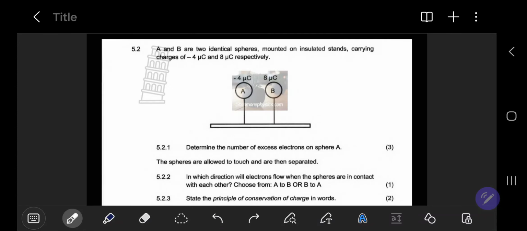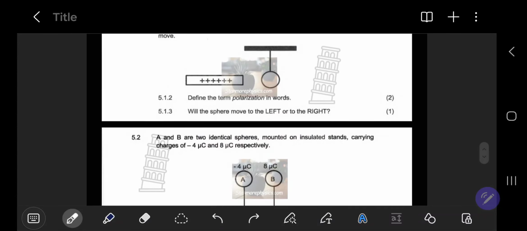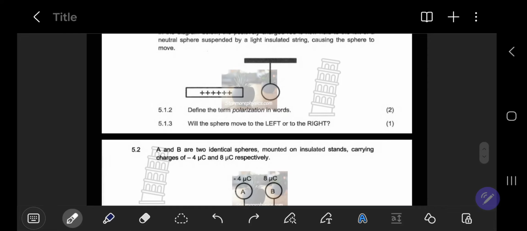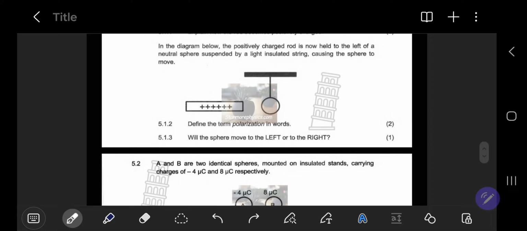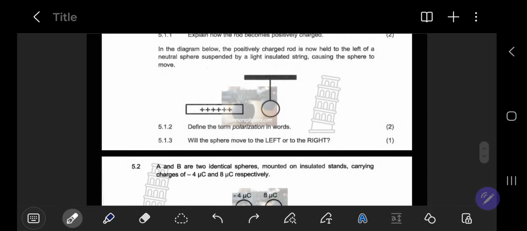Now we are on to 5.2 and it says A and B. Oh, we skipped one. 5.1.3 says, will the sphere move to the left or the right? Now what happens is, you are holding this positively charged rod close to a neutral sphere. The positively charged rod is going to attract the electrons within the sphere. So the sphere is going to move to the left.